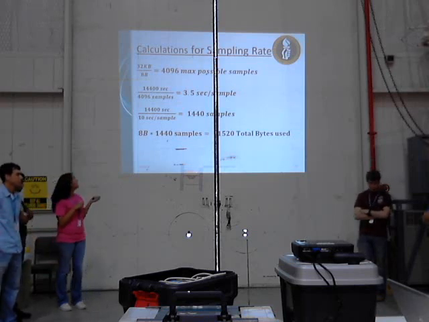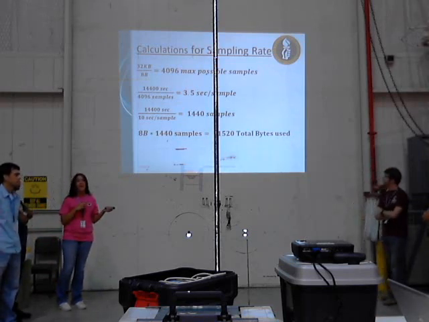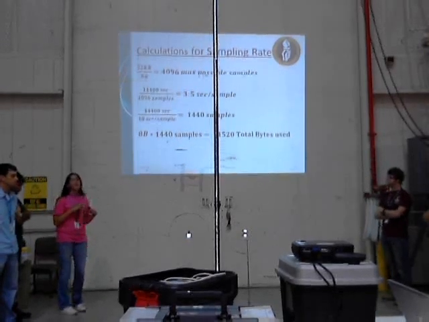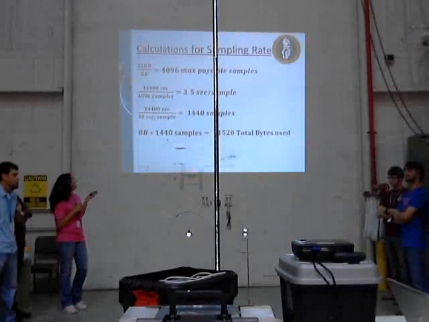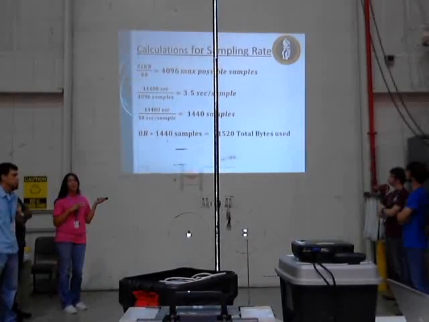So first I decided to determine my sampling rate. Since our camera will be taking a picture every 10 seconds, we decided to go with that, but we found that we could actually go with as low as a 3.5 before we would run out of memory.